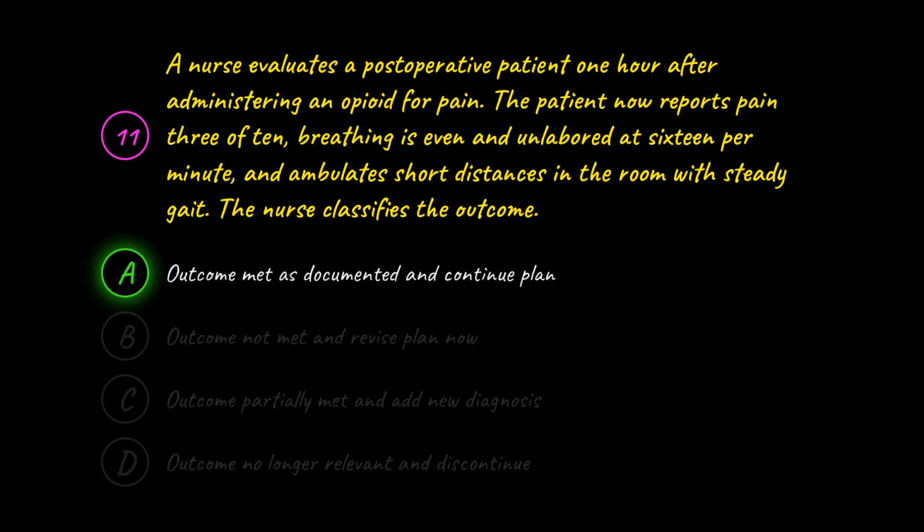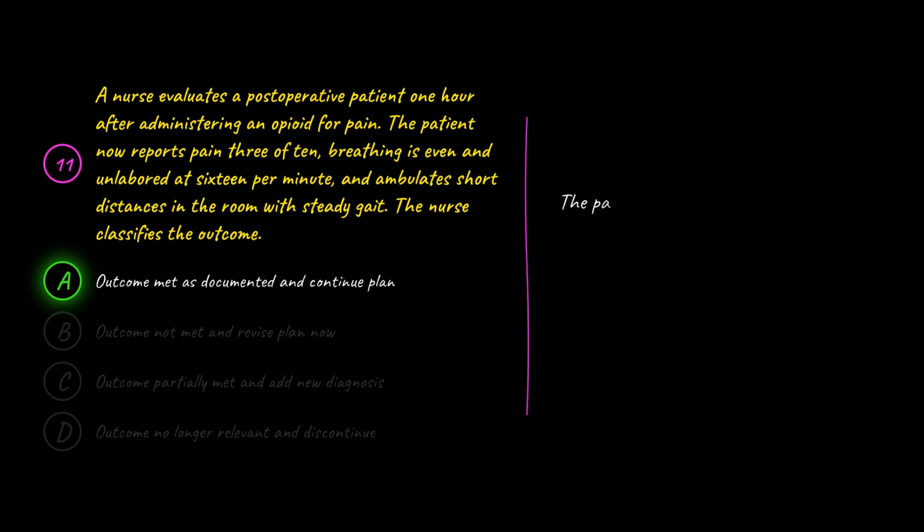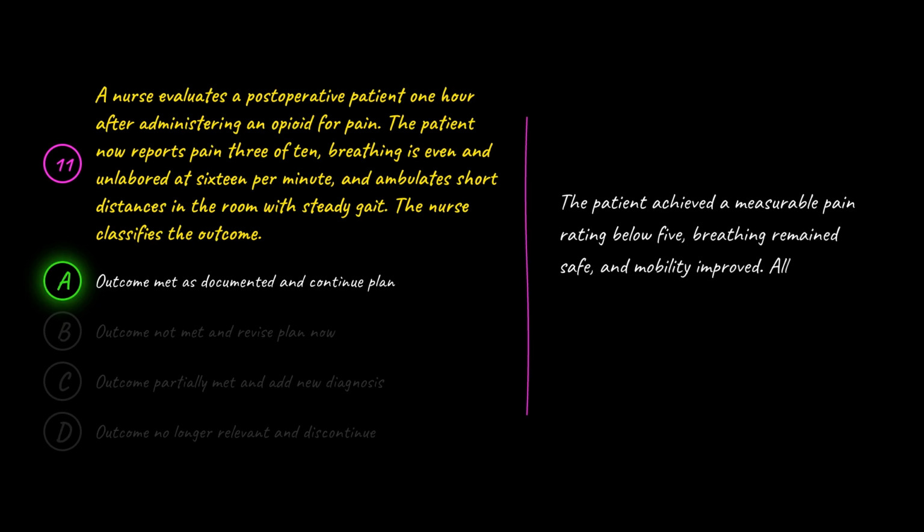The correct answer is A. Outcome met as documented and continue plan. A is correct because the patient achieved a measurable pain rating below 5, breathing remained safe, and mobility improved. All elements of the planned outcome are present, so the nurse documents the outcome met and continues current care.